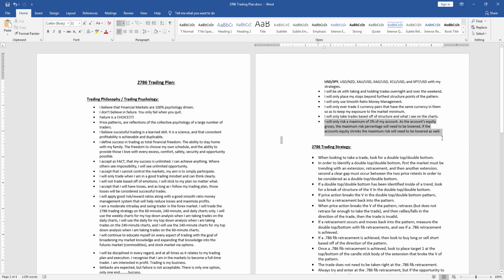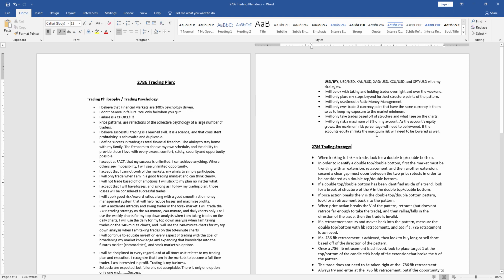This is an interesting rule right here. I will only risk a maximum of 3% of my account. As the account's equity grows, the maximum risk percentage will need to be lowered. If the account's equity shrinks, the maximum risk will need to be lowered as well. So I'm not going to be starting with a very large trading account. My trading account is currently around $3,000. It's not that much money, okay? And to be completely fair with you, 3% of that is not a lot. It really isn't. So when you're talking about trading, you need to determine what your maximum risk is going to be and go from there. It's something that's really important to define.